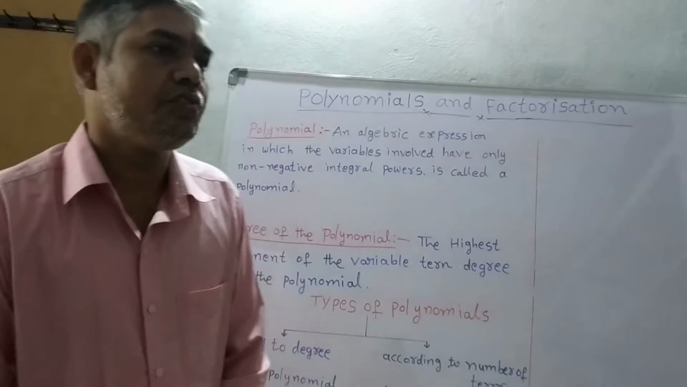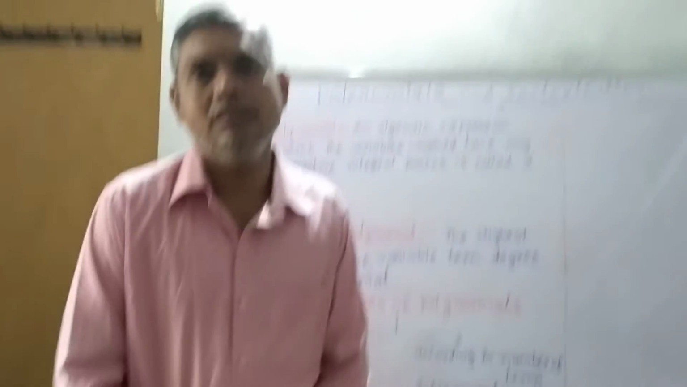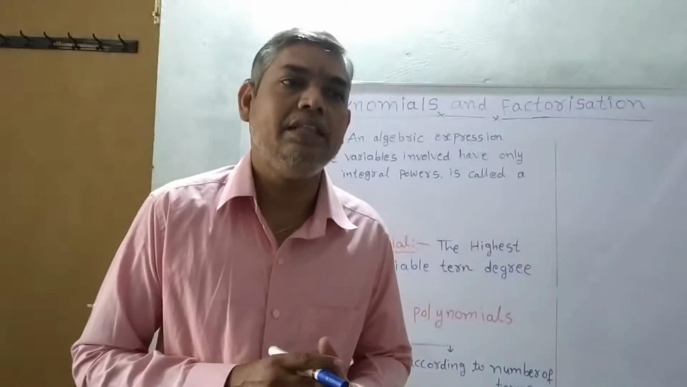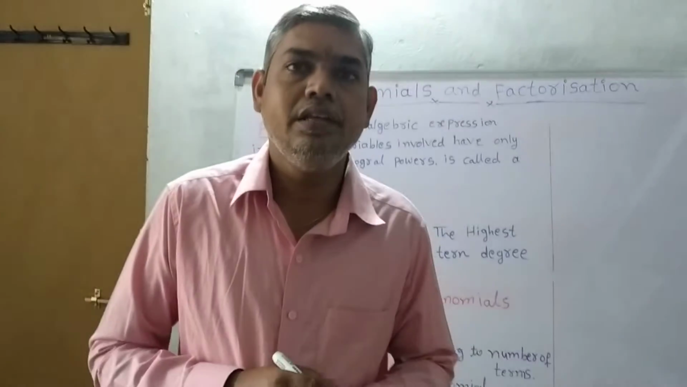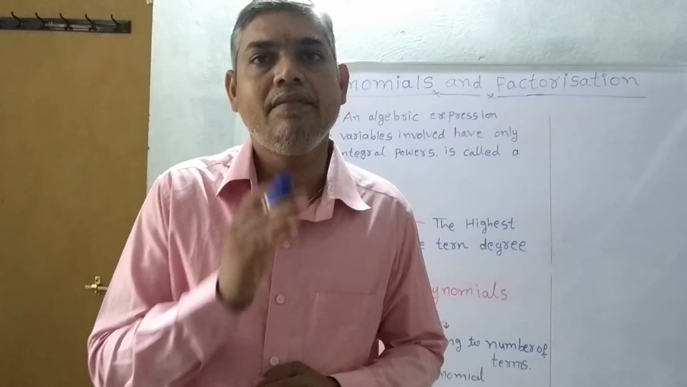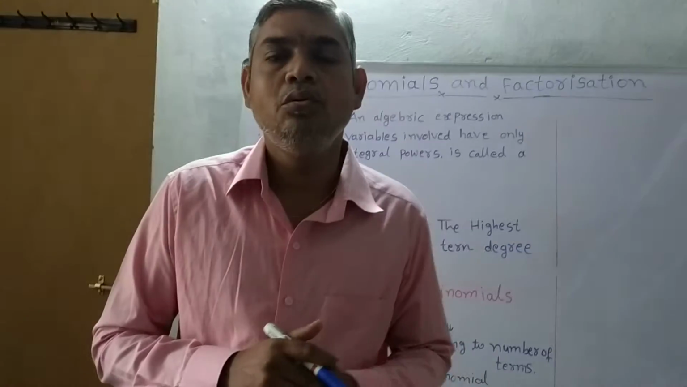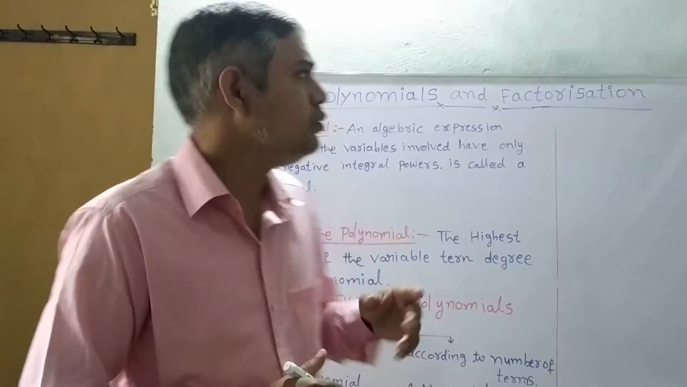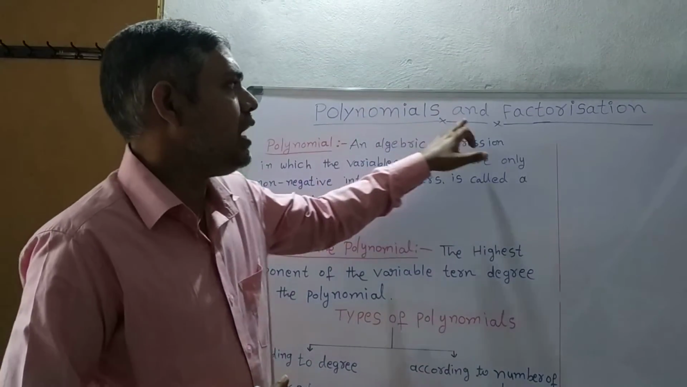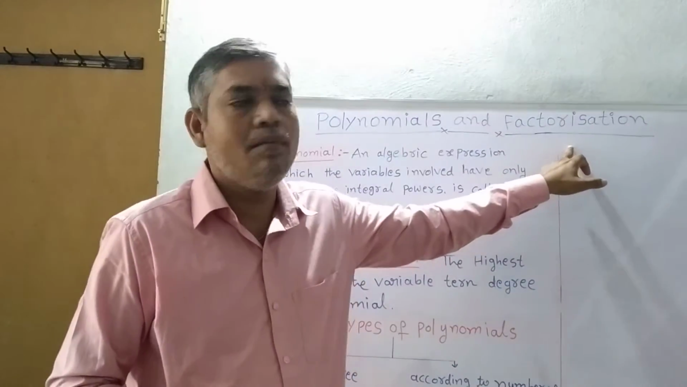Today we are going to start 9th class mathematics. Up to 8th class in mathematics there is only one paper. From 9th class there are two papers, paper 1 and paper 2. Today we are going to start paper 1, chapter number 2, polynomials and factorization.